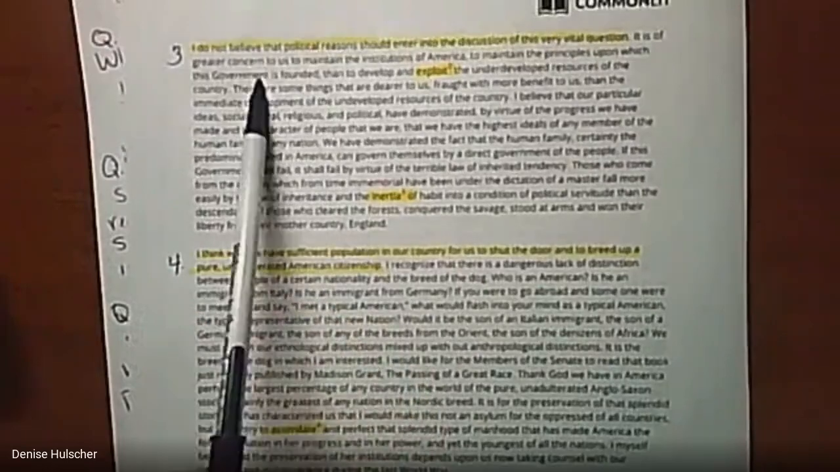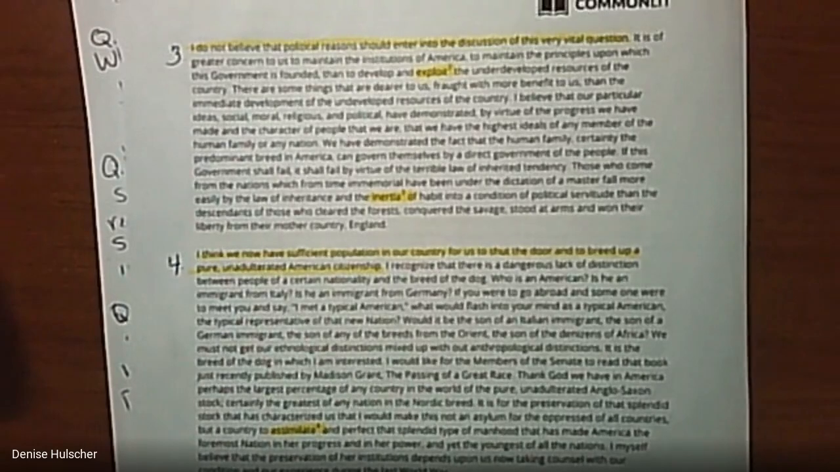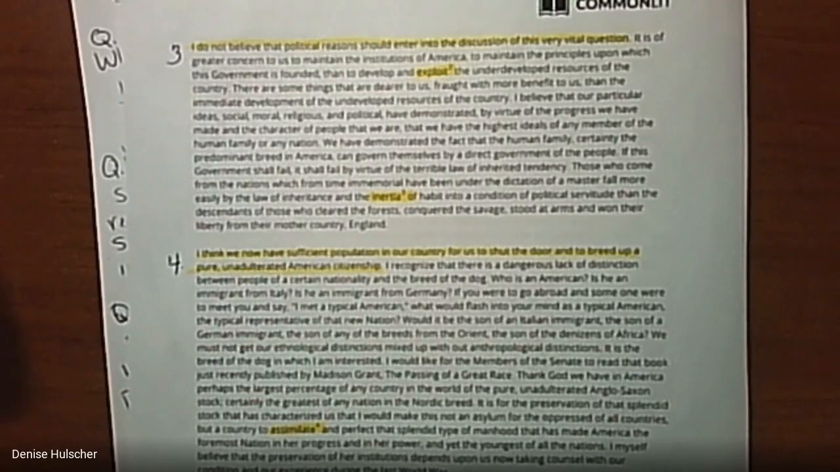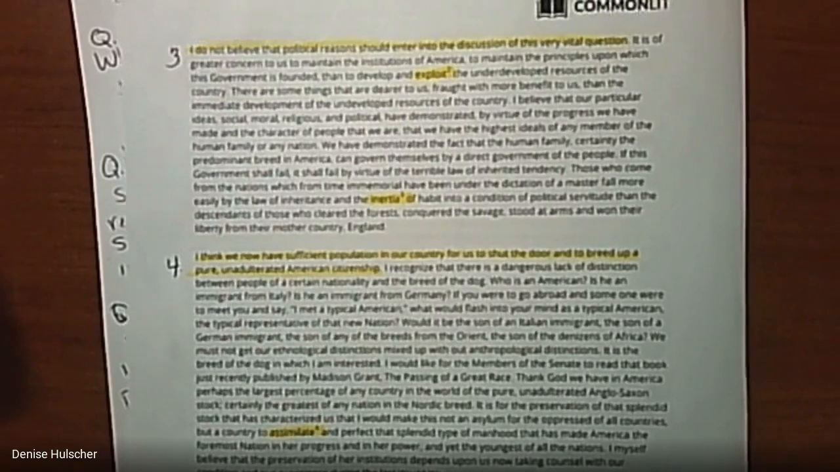Paragraph 3. I do not believe that the political reason should enter into the discussion of this very vital question. It is of greater concern to us to maintain the institutions of America, to maintain the principles upon which this government is founded, than to develop and exploit the underdeveloped resources of the country. There are some things that are dear to us, fraught with more benefit to us than immediate development of the underdevelopment resources of the country.